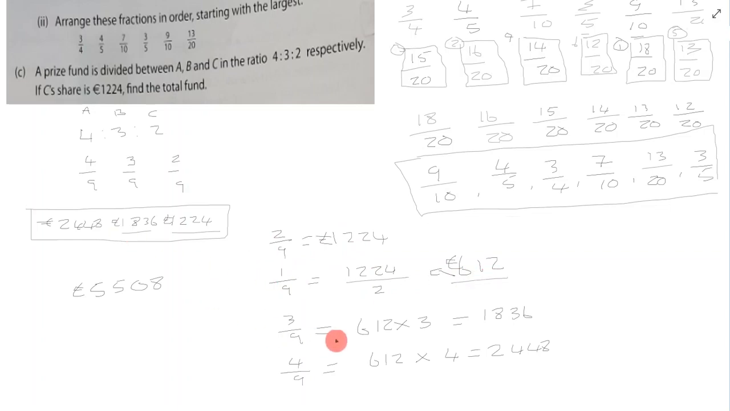Then 3/9 is equal to 3 multiplied by that, which is this amount here. So that's what B gets. And then 4/9 is this amount multiplied by 4, which is what A gets. And then to figure out the total amount we started off with, we just add these three up and we get €5,508. So that's how you do those questions. If you didn't get the correct answer for any of those, just go back over the question and give it another go. Okay, thank you.